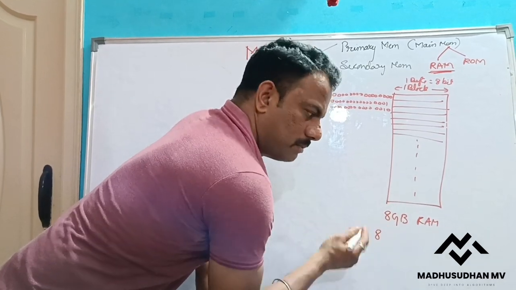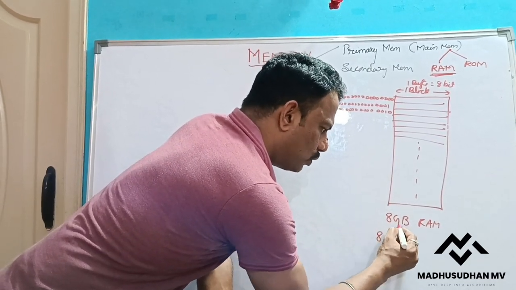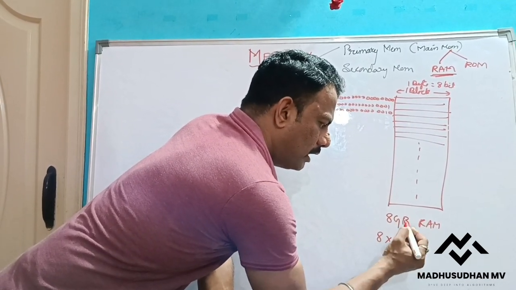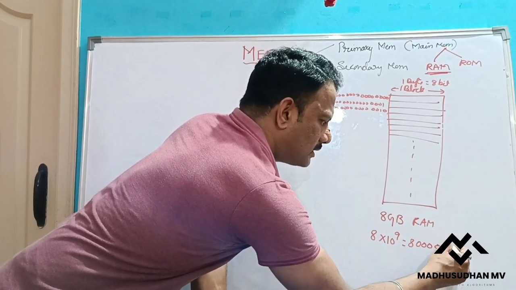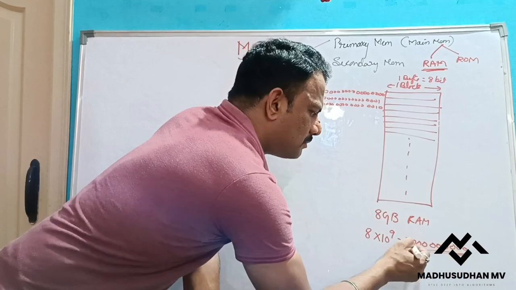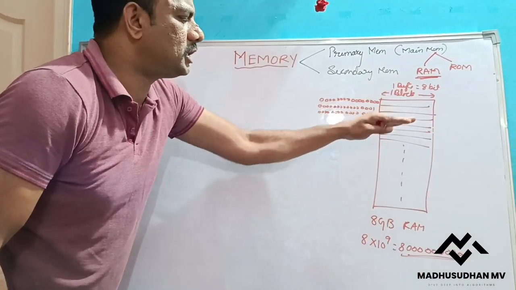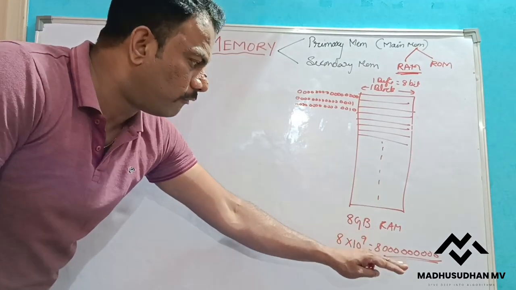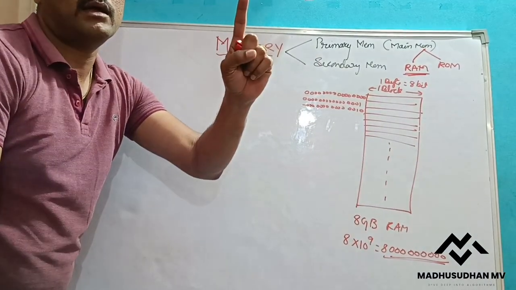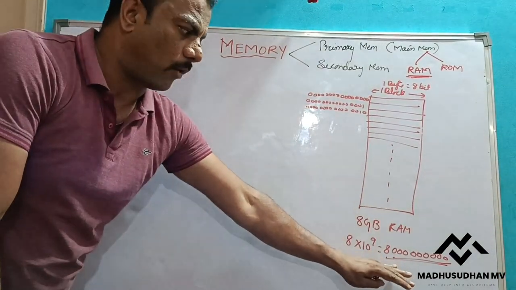So 8 means 8, then G means 10 to the power of 9. That means 8 followed by 9 zeros: 1, 2, 3, 4, 5, 6, 7, 8, 9. These many locations will be there like this. See, how do we identify these locations? For every location, one address is assigned. Okay.